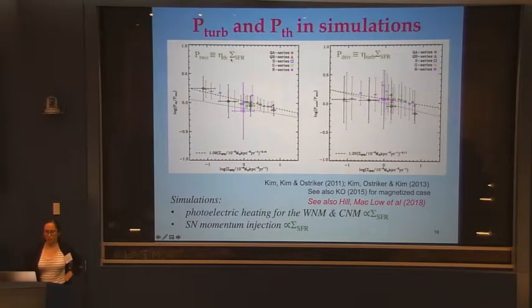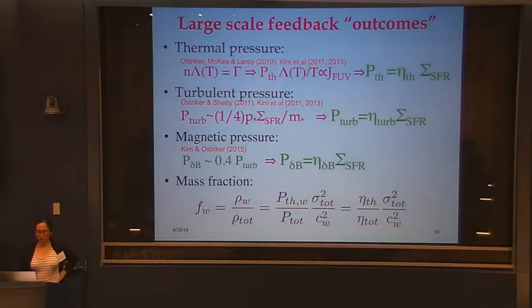And this shows, from some simulations, the relationship between the measured thermal and turbulent pressures and these predicted pressures, if you use these estimates of what the heating rate is and what the turbulent injection rate is, using 1,000 kilometers a second there and 200 kilometers a second there. And you can see that these pressures are fairly close to what's expected. And this is averaging over long times in the simulation.